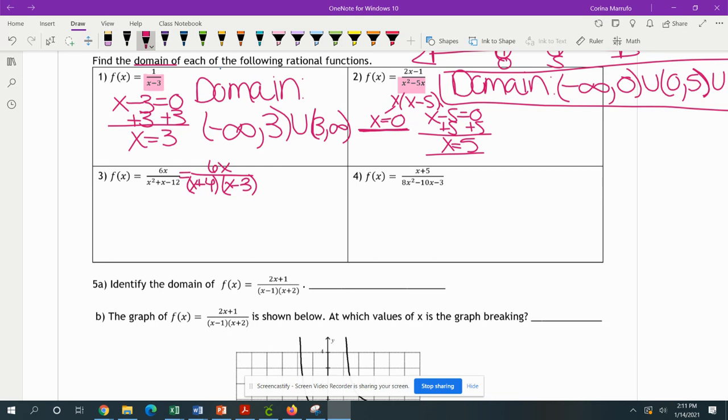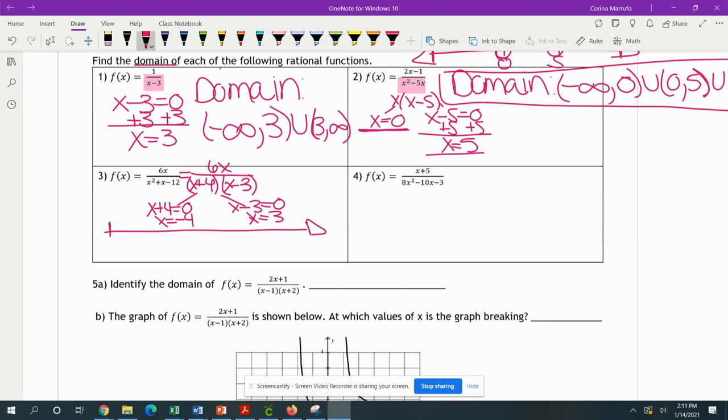Okay. Then we're going to set both of these factors equal to 0. So x plus 4 equals 0, and x minus 3 equals 0. So we get x equals negative 4. And here, when we add the 3 to both sides, we get x equals positive 3. Okay. Then from there, we're going to go ahead and write our intervals. So remember, we're going to think of a number line.